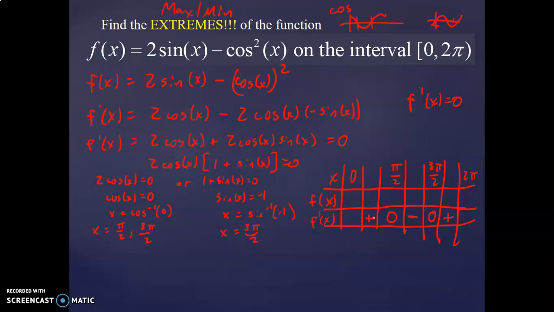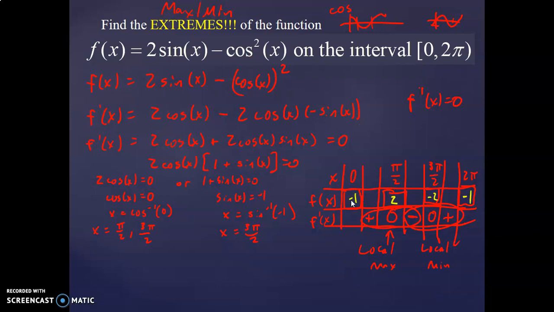If I go from my slope being positive to negative, that tells me that this value right here is going to be a local max. And when I go from negative to positive, I'm going to have a local min. Now, I need to plug in these 4 values into the original equation. So 2 sine of x minus cosine squared of x. I'm going to go ahead and do that.